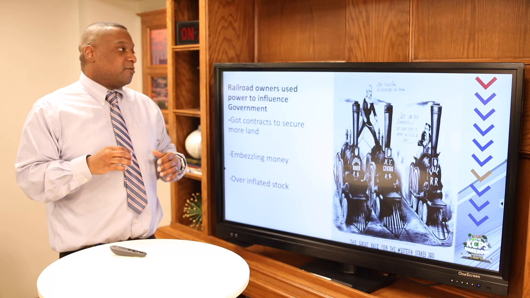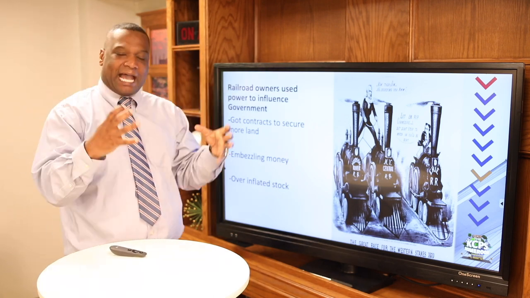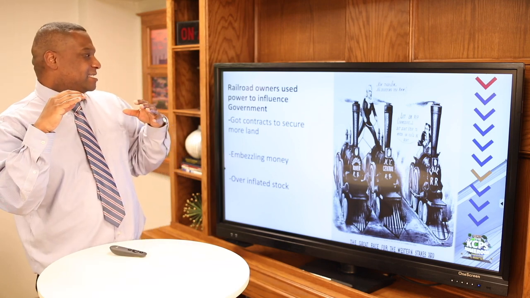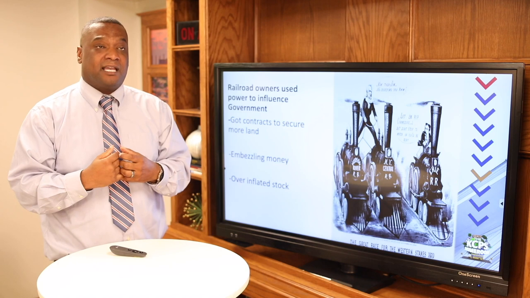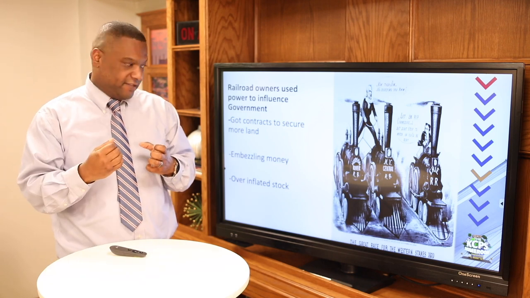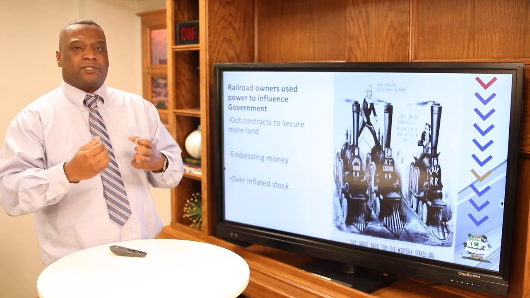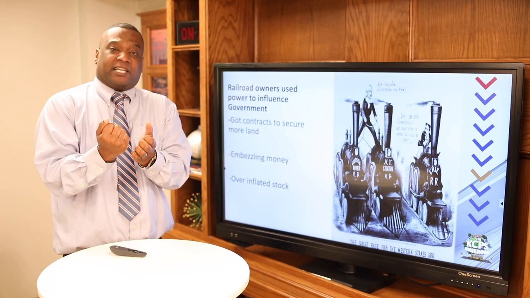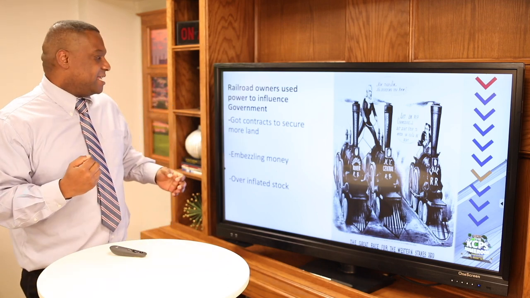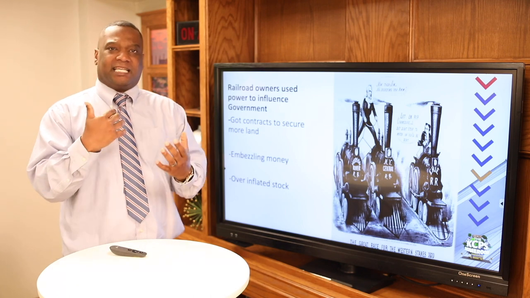Railroad owners took advantage of this laissez-faire society. They used their power and influence to win government contracts and to get government land, and they took full advantage of it. They got contracts to secure more land. They kept going through this process, kept opening up the West, and getting these contracts that benefited them. They started embezzling money. Gompers basically went to jail because he did this stuff, right?